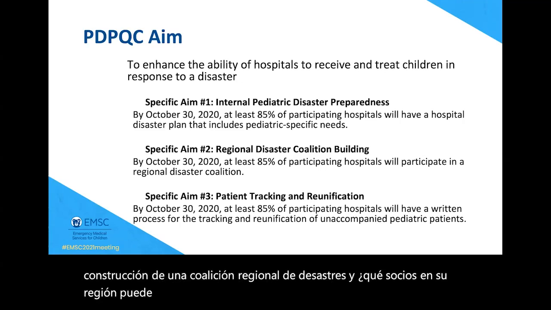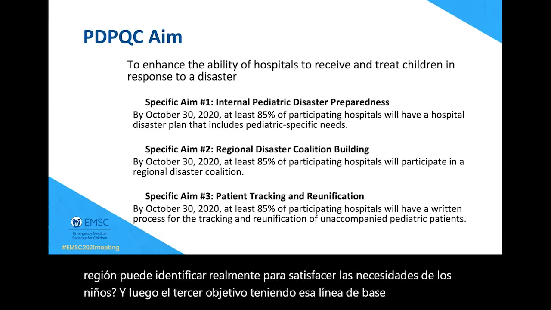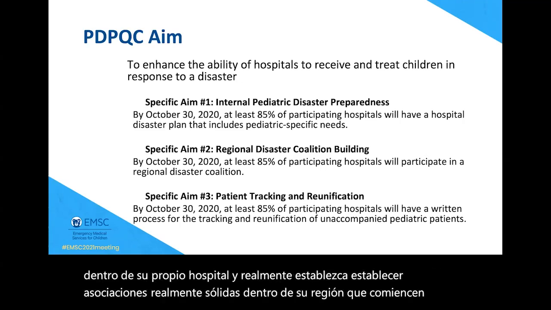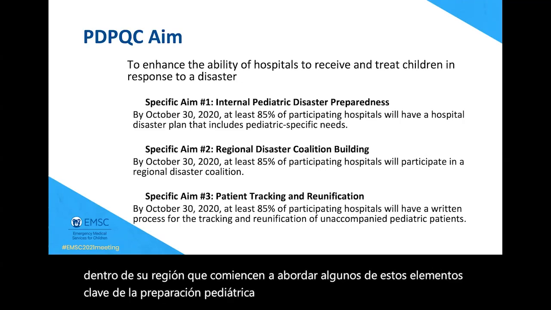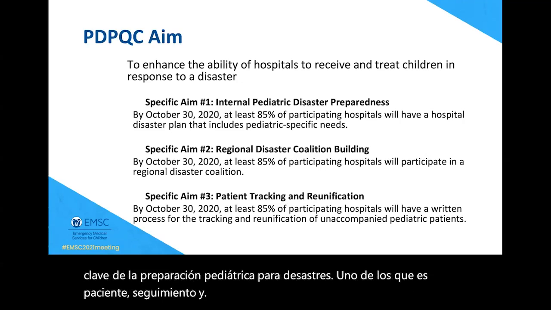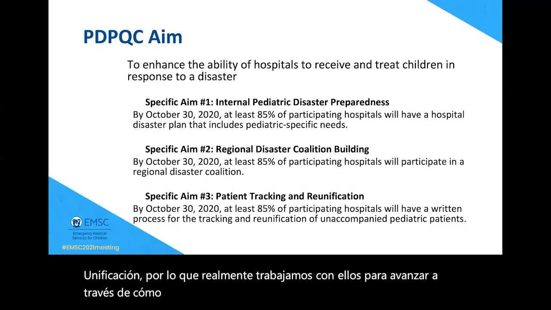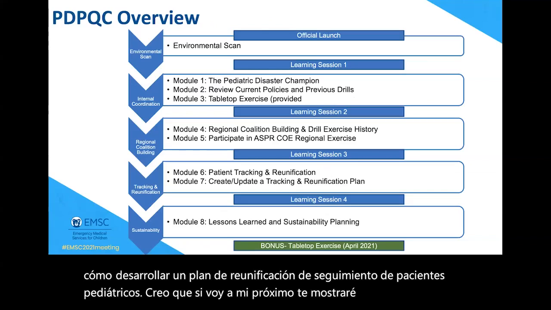And then the third aim, having that baseline established within your own hospital and really robust partnerships within your region, was starting to tackle some key elements of pediatric disaster preparedness, one being patient tracking and reunification. So we worked with them on how to develop a pediatric patient tracking and reunification plan. I think if I go to my next, I'll show you on the next slide. I'm going to jump to this one and then jump back.